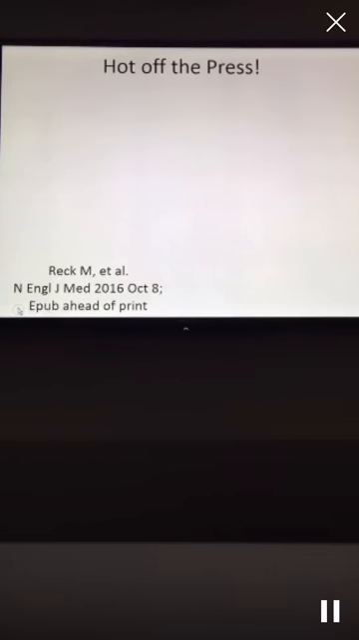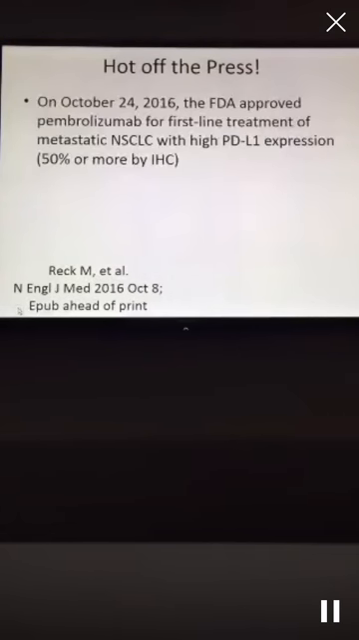All right, let me talk about this, because this is really the most fascinating thing to me, and you should try to understand the importance of this finding. On October 24th, just last month, the FDA approved pembrolizumab, an immunotherapy drug, a checkpoint inhibitor, for first-line treatment, meaning the first drug that somebody with cancer gets, of metastatic non-small cell carcinoma with high PD-L1 expression.